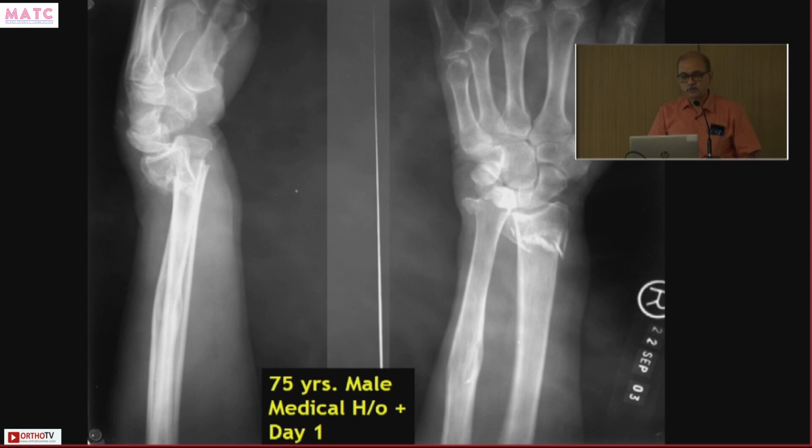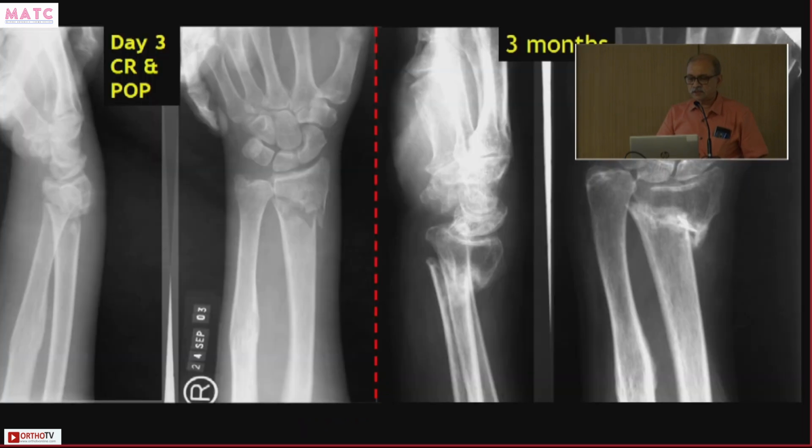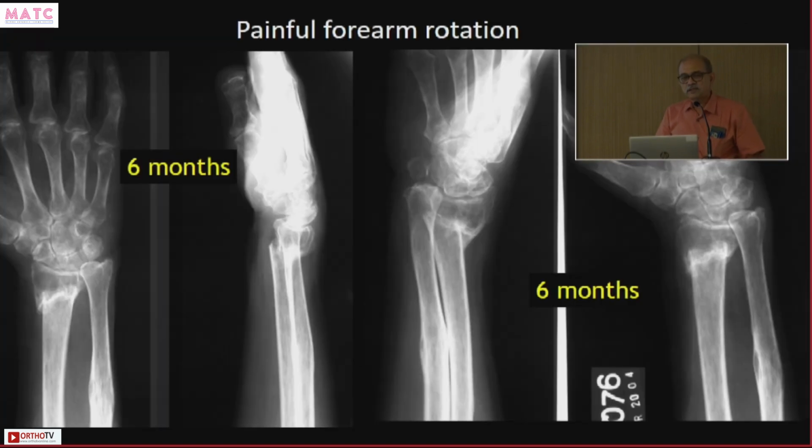This is a 75-year-old male with multiple medical complications. Because of the medical complications, he was initially treated with sedation and a plaster. You can see excellent reduction on the first day, but gradually this fracture collapsed. It was going to collapse, and since he was an old man, everybody in the family also accepted that it is going to collapse, the fracture is healed.